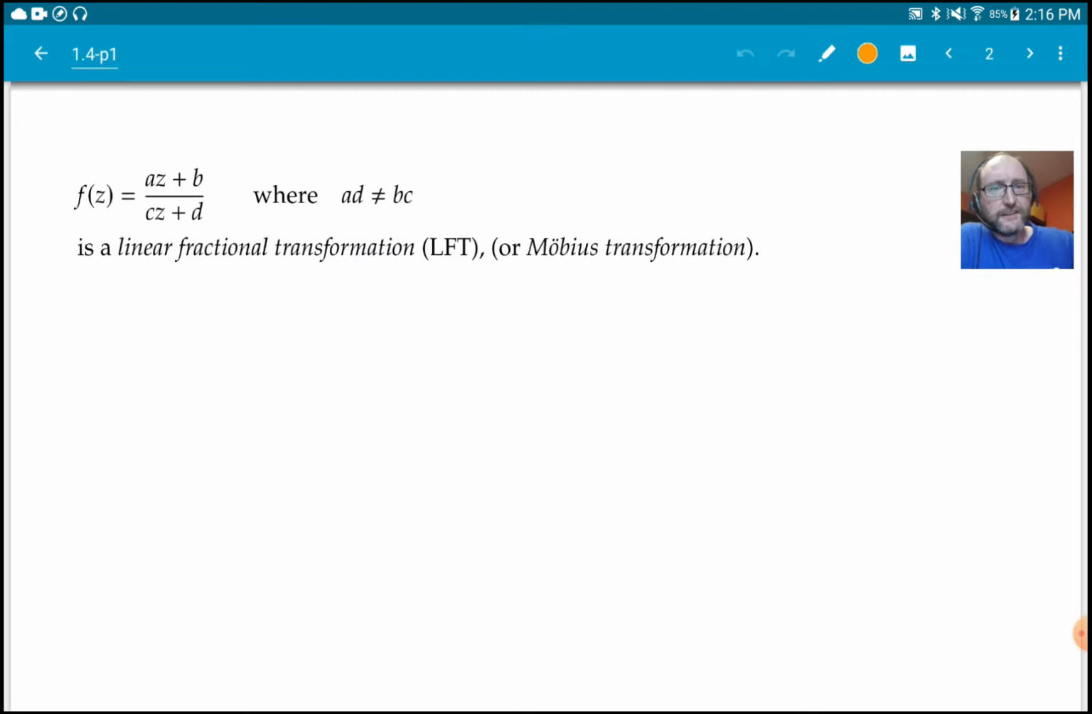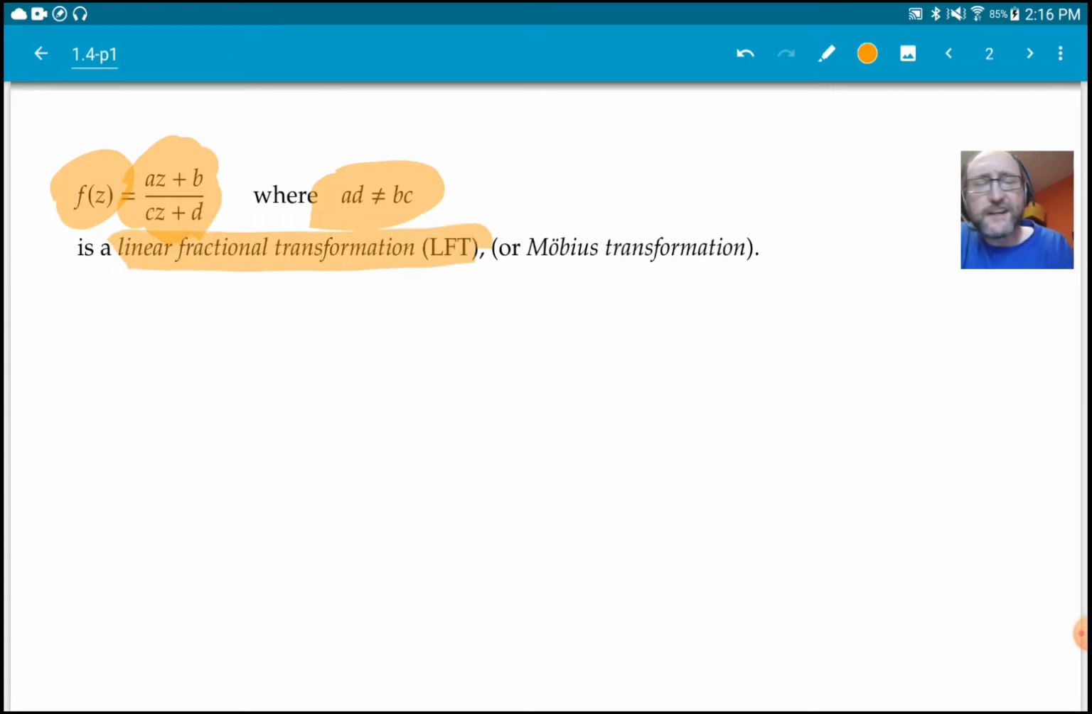All right. So what is a linear fractional transformation? Well, it's really an expression like this, a function of z, where we require that AD is not equal to BC. So that's what we mean by linear fractional transformation. For short, we'll just say LFT. Sometimes these are called Mobius transformations.